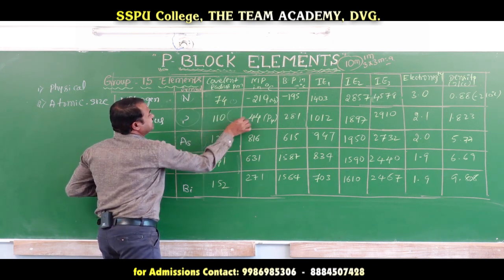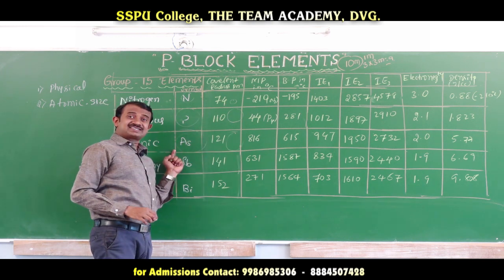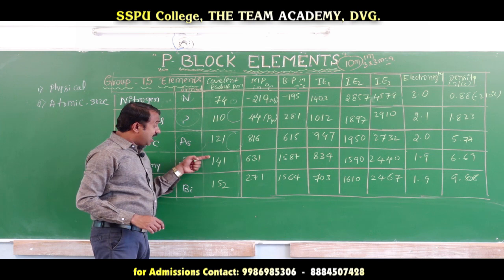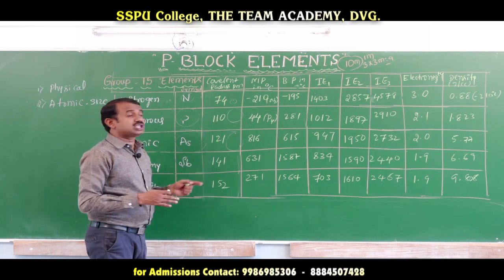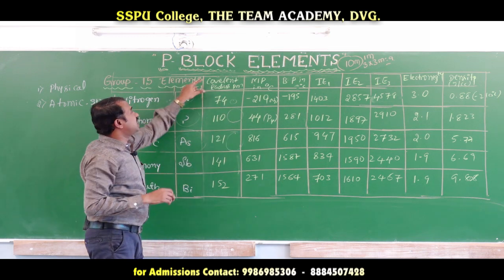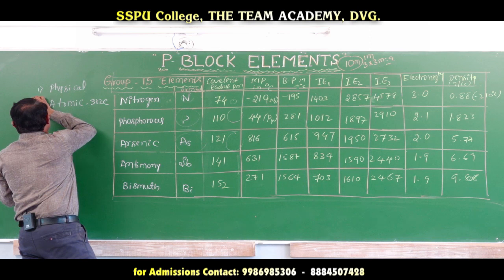Here the increase is more, compared to phosphorus and arsenic, which is slightly less: 121 and 141. The difference is that they are close to each other. It is not too far apart. That is the covalent radius, the atomic radius. That is an important factor.